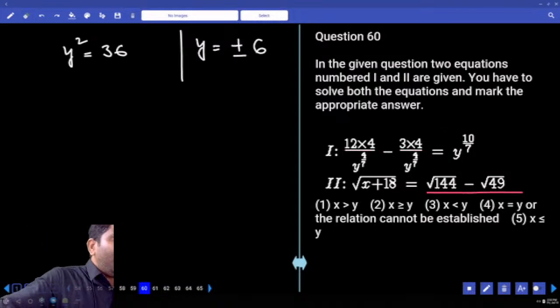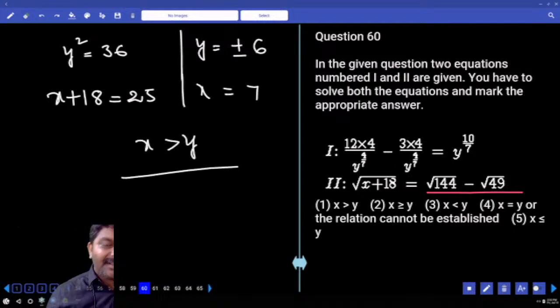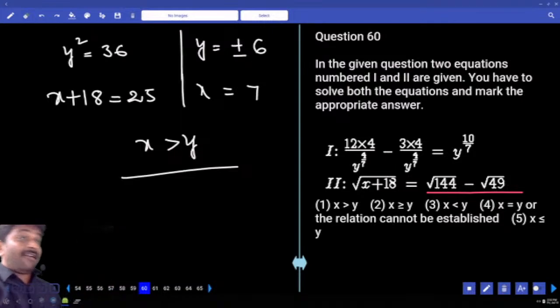Right-hand side, second equation, under root of 144, 12 minus, how much? Squaring on both sides. x plus 18 is equal to only positive or positive and negative? Only positive. Then x is equal to... answer, x is greater than y. Be careful, in the first equation we have the value of y. Second equation, x.